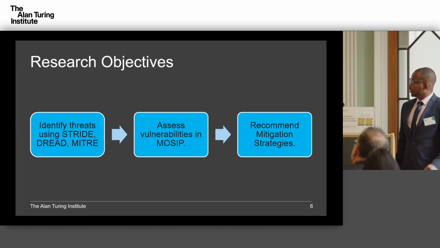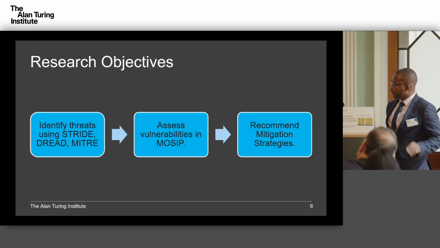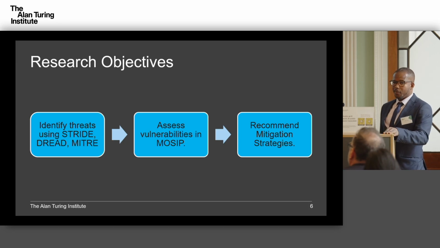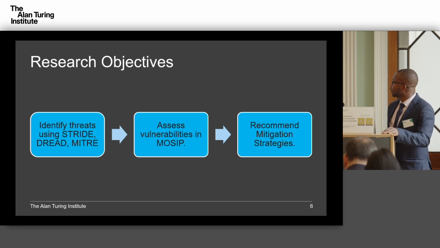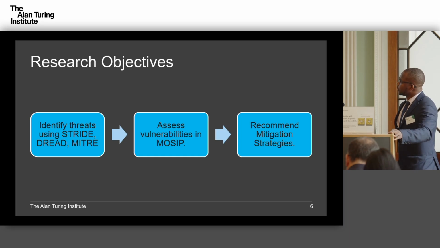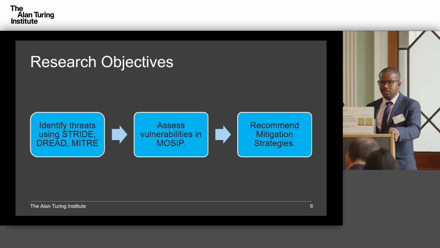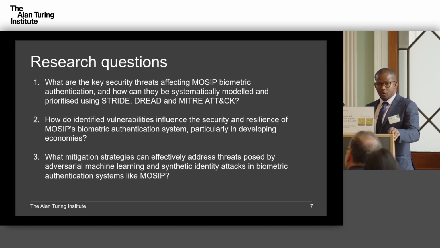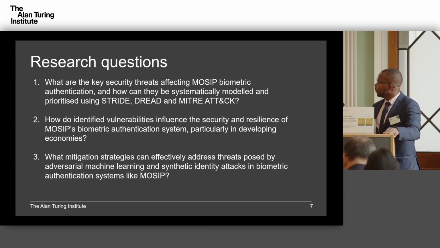The research objective was first to identify threats using the threat frameworks that we combined together. The threat strategy that we used was the STRIDE, the DREAD, and the META frameworks. The other objective was to assess the vulnerabilities in the MOSIP system and also to recommend strategies. On that basis, we set up three research questions.